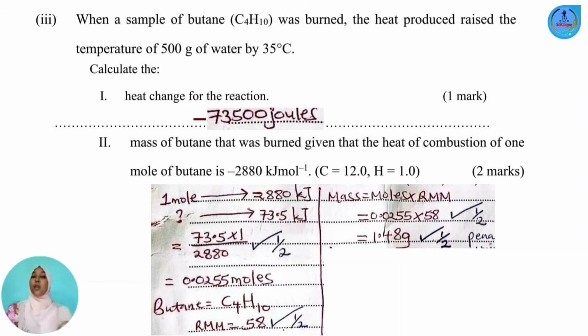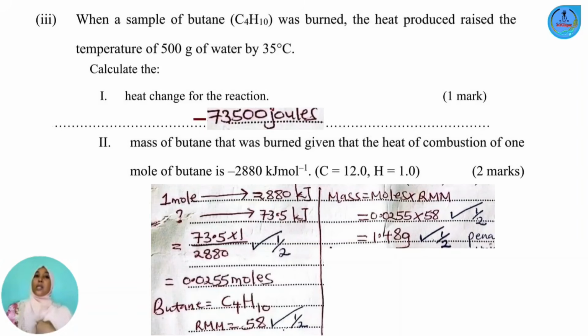In the sample that we had, it evolved 73.5 kilojoules of heat energy. We don't know how many moles were there, what was the mass. That is what we intend to find out. Now, what is going to be our starting point? We were told the molar enthalpy of combustion of butane. If you take 1 mole of butane, burn it, it gives you 2880 kilojoules.